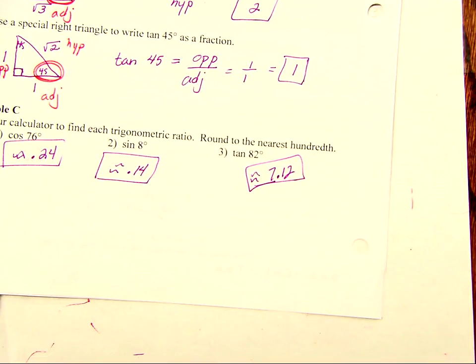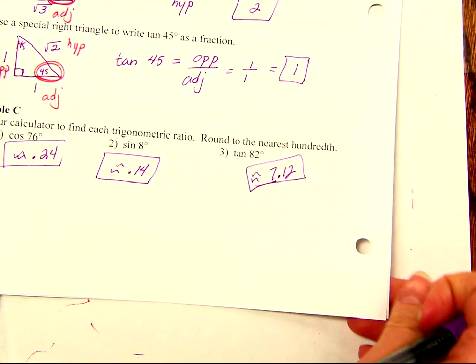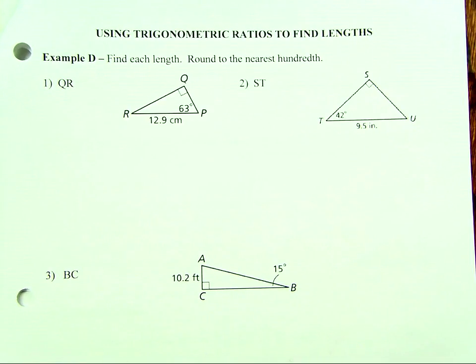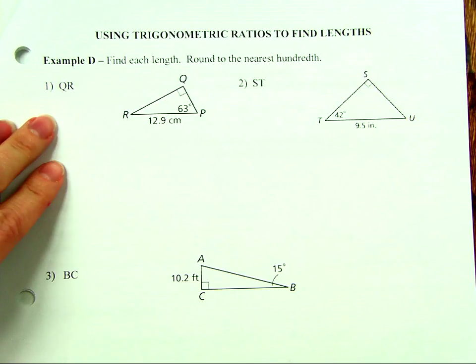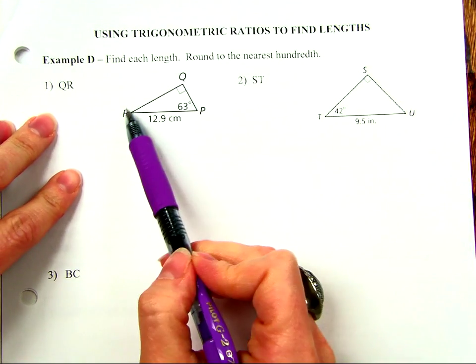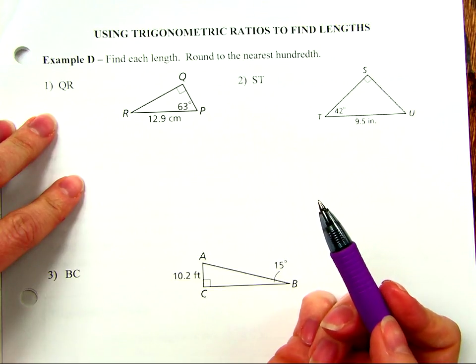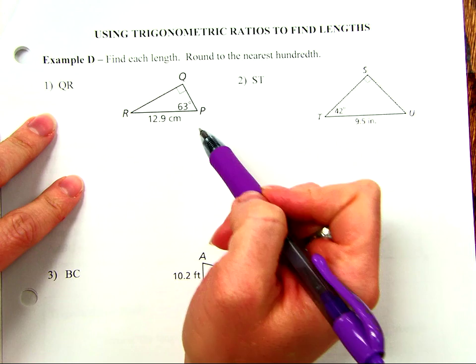Okay, so why are the trig ratios important? Well, we can actually use them to solve for some missing information in our triangles. In example D, if you take a look, they're asking us to find the missing length, the length of QR. Typically in a right triangle, we would use the Pythagorean theorem, but I don't have enough information here. I only have one side length.